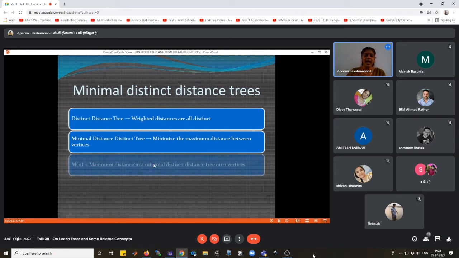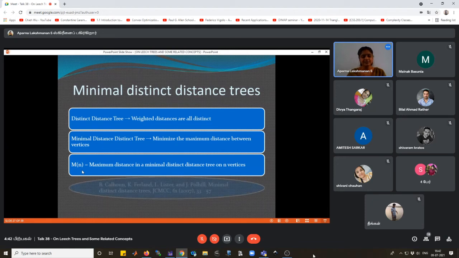Okay, and for a tree, the parameter m of n is the maximum distance in a minimal distinct distance tree on n vertices. It is denoted by m of n. Okay, you are taking all trees of order n and finding a value m such that we can always find a distinct distance tree labeling for that, in which the maximum path weight is less than or equal to m.